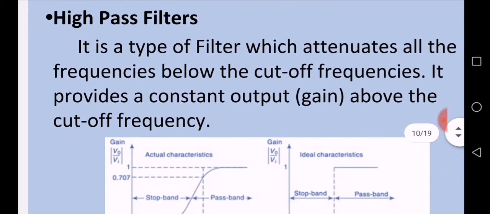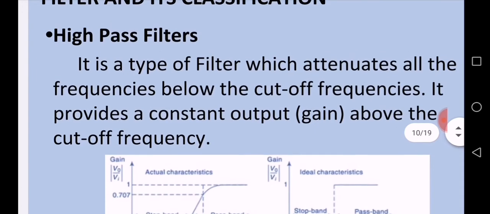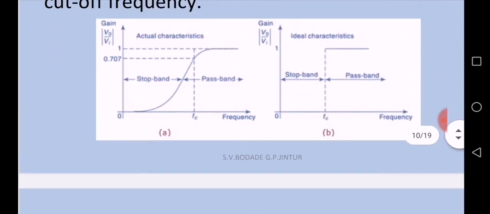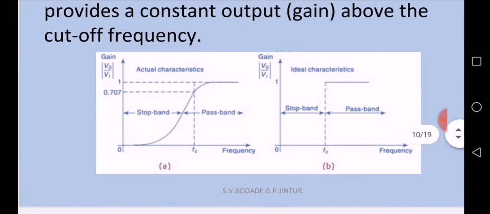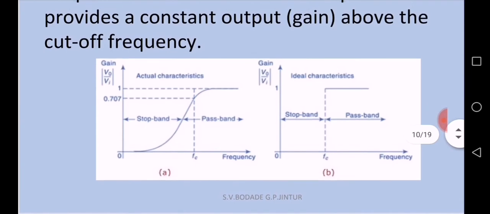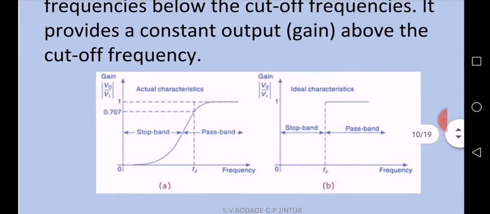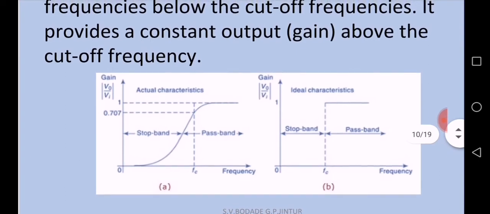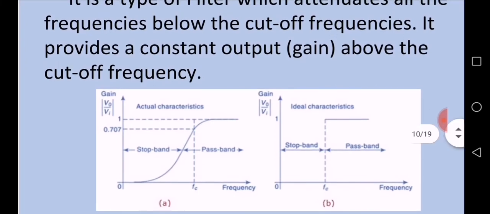It is a type of filter which attenuates all the frequencies below the cutoff frequency, and it provides a constant output above the cutoff frequency. Means your gain is 0 up to the cutoff frequency fc, and it slowly increases to 1 near the cutoff frequency fc, and after fc your gain will be 1. When your gain is 1, it is known as a pass band, and when your gain is 0 and moving towards 1, it is known as a stop band.